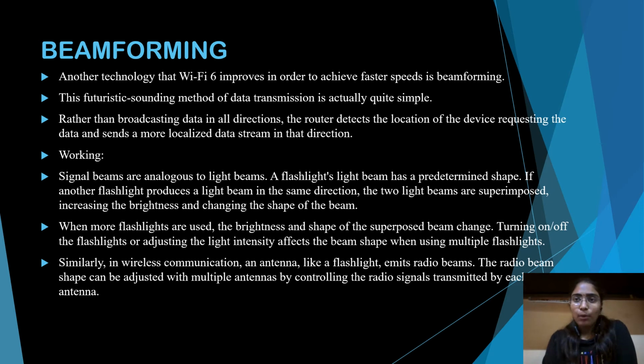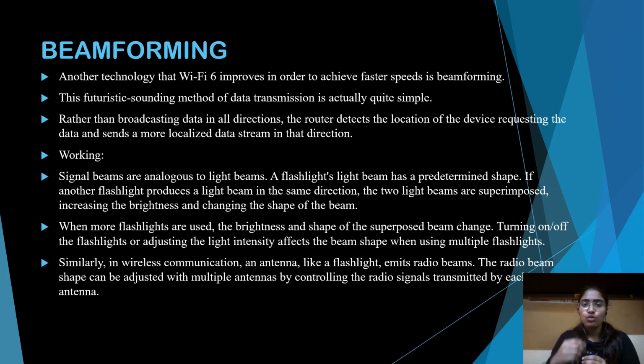Let us discuss beamforming. Another technology that Wi-Fi 6 improves in order to achieve faster speeds is beamforming. This futuristic-sounding method of data transmission is quite simple. Rather than broadcasting data in all directions, the router detects the location of the device requesting the data and sends a more localized data stream in that direction. Let's see how beamforming works.